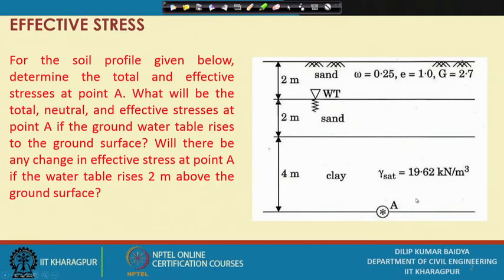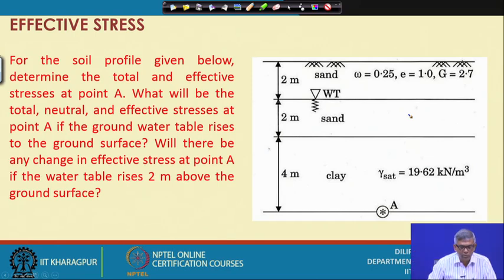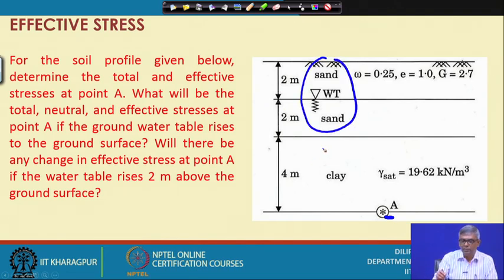The first problem is, for the soil profile given below, determine the total and effective stress at point A. So, point A is shown here, and the soil profile is how, this is the ground mark, and from 0 to 4 meters is sand. This is the sand layer, and in the middle of this sand layer there is a water table. So, the water table is exactly at 2 meters from the ground surface. So, out of 4 meters, 2 meters is not saturated and 2 meters is saturated.